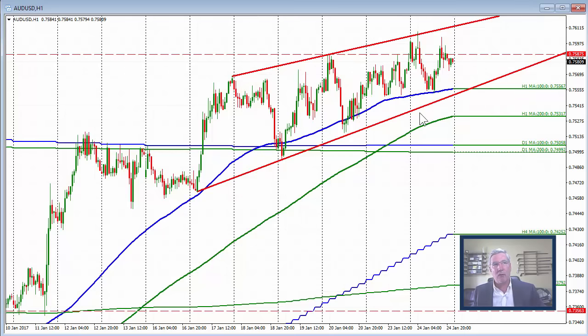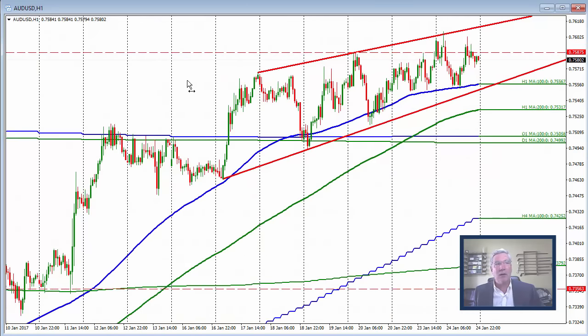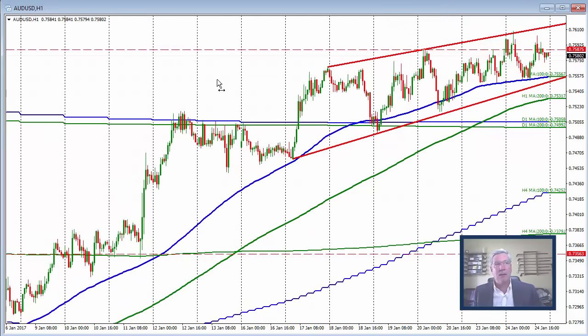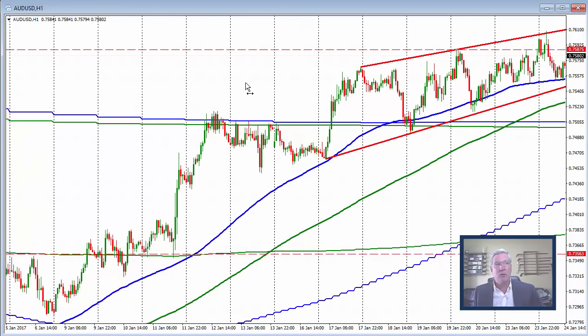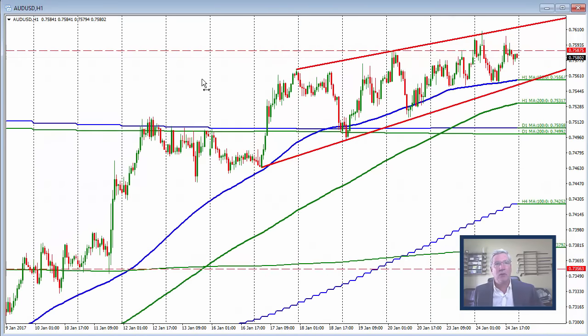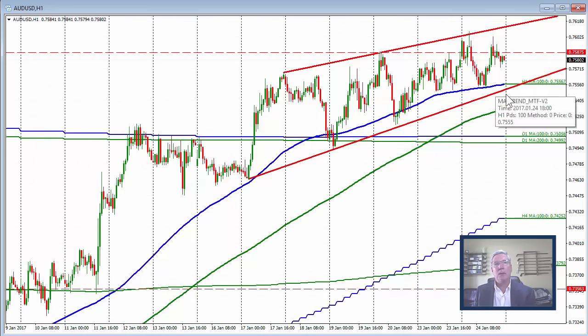You might as well also look for a move below the trend line as well, because it's fairly close to that 100-hour moving average. This level comes in at 75.57, and our trend line comes in at around the 75.50 level. So only about 7 or so pips difference between those two levels. If we were to move below those levels, we would look toward the next target being the 200-hour moving average. It's the green line in the chart.